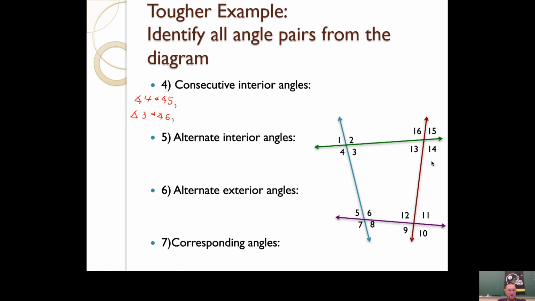Let's look for consecutive interior angles over here. Angle 12 and angle 13. Angle 11 and angle 14. Those would be consecutive interior. Keep going. Let's cover up the top line. Consecutive interior angles would be like angle 8 and angle 9, angle 6 and angle 12.